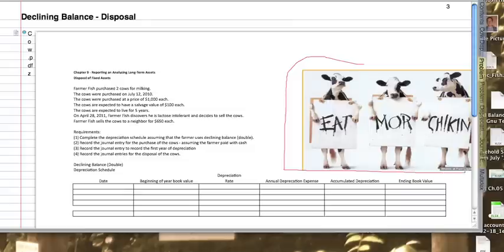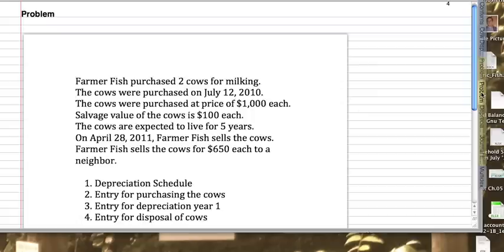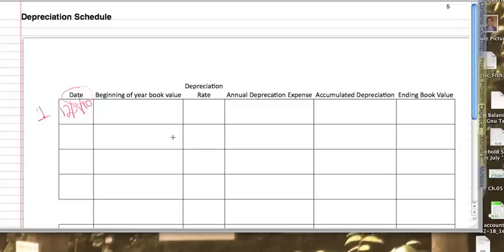It's got the picture of the cow listed right here. And it's really hard to read all this detail here. So what I've done is I've blown up some of the essential information that you can find here, and I've listed it right here. So I'll be referring back to this information as well as the depreciation schedule, which I've already blown up and partially completed here, as you can see. So let's go ahead and fill this thing out.